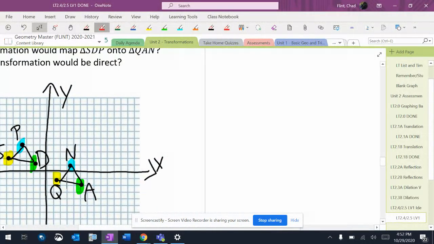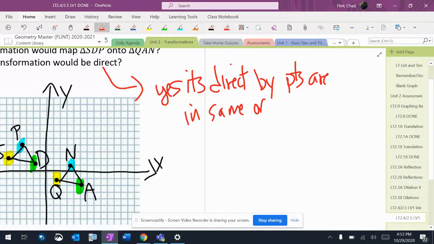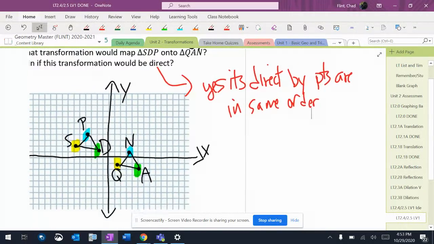So is it direct? Yes, it's direct because the points are in the same order. Something that says that it's in the same order, you could say it's not reflected. That would work too. But something that says it's in the same order.